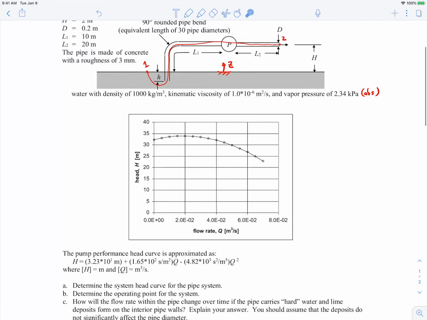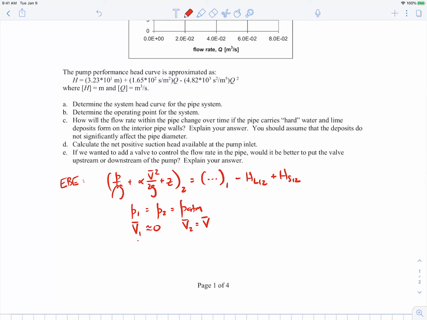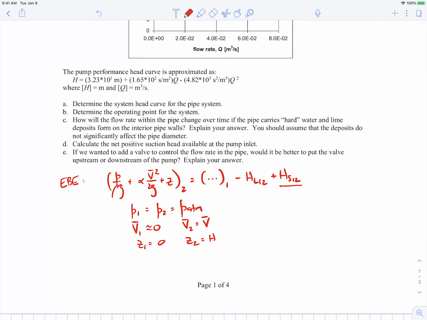Notice point 1 is right at the free surface. It's not at minus H, actually. It's just right at the free surface. So Z1 is actually 0 here. It's not minus H. So Z1 is equal to 0, and Z2 is equal to capital H. The HS is what we're trying to find. That's the system head curve. It's basically how much head rise the system needs from the pump in order to operate at the given flow rate. We also need to know something about the head loss.